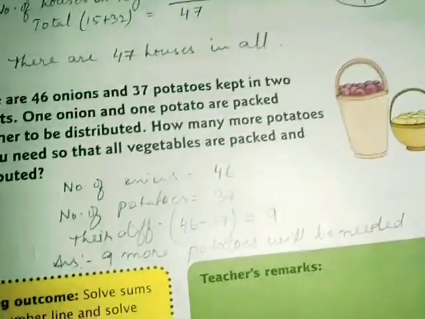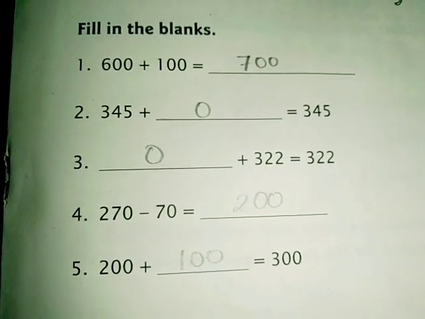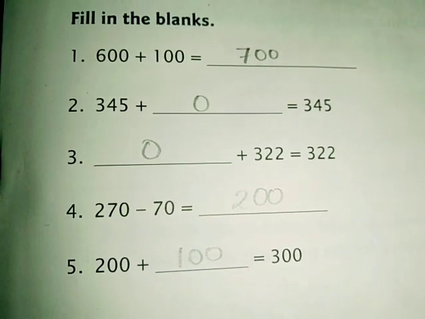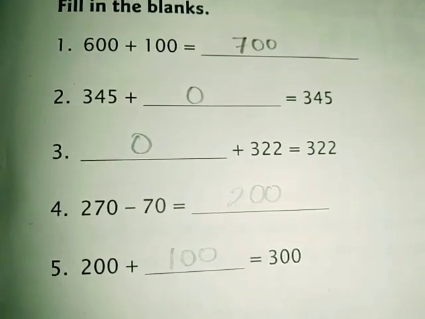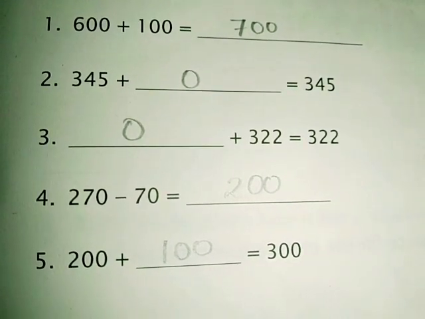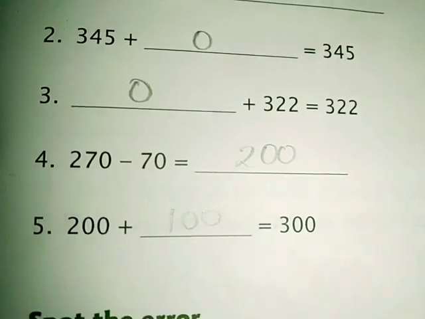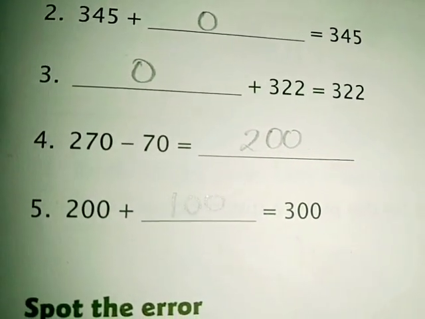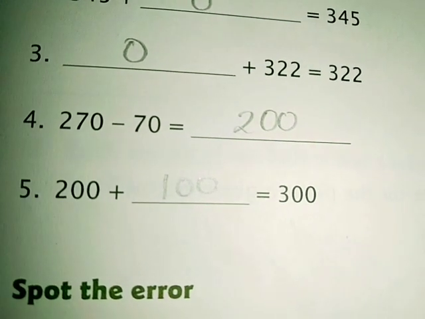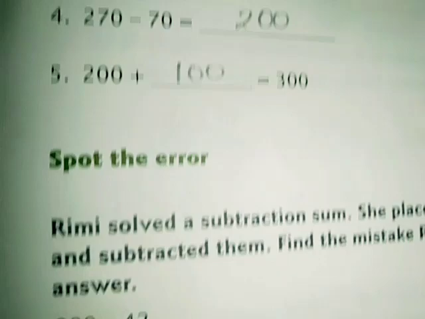Moving to worksheet 5. In the first part of worksheet 5, some very simple fill in the blanks are given. 600 plus 100 is 700. 345 plus how much is equal to 345? So it is 0. Dash plus 322 is 322. So it is again 0. When added to 322 will give us 322. 270 minus 70 is equal to 200. And 200 plus dash is equal to 300. So this is 100. I know you all will be able to do this manually.